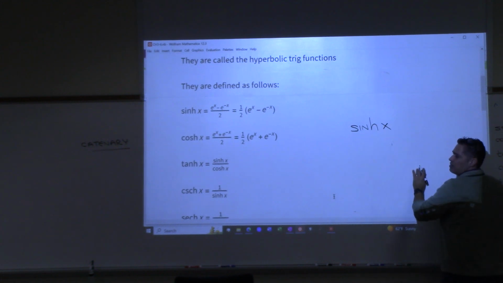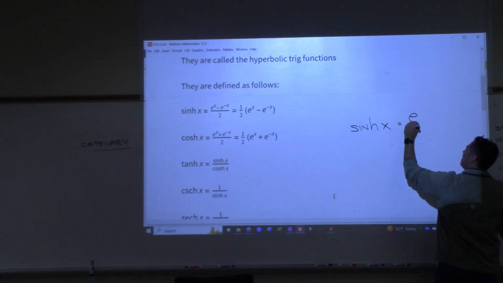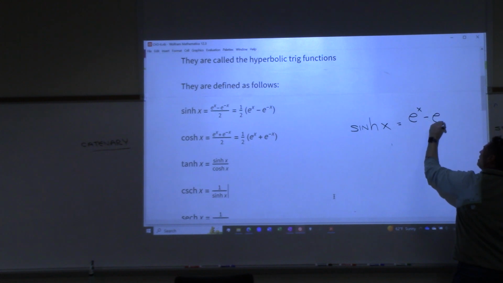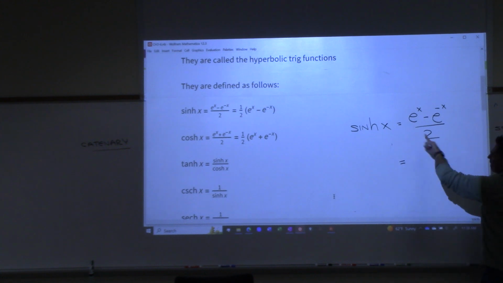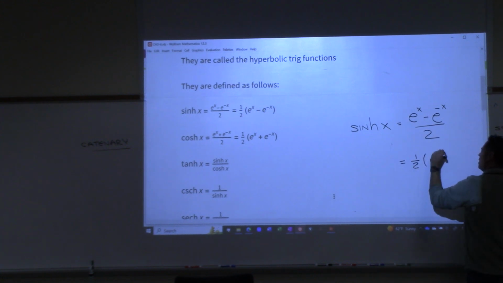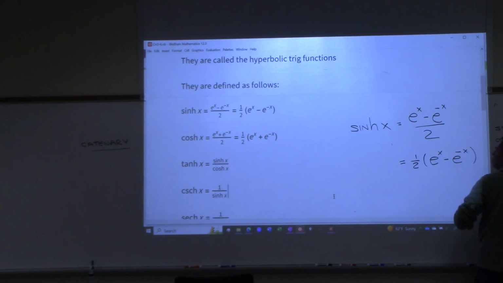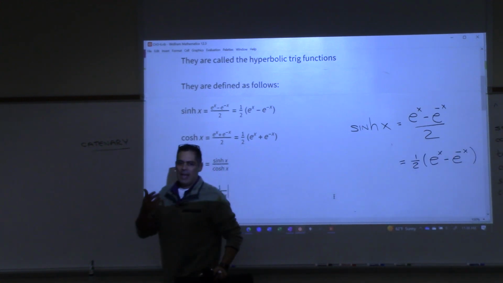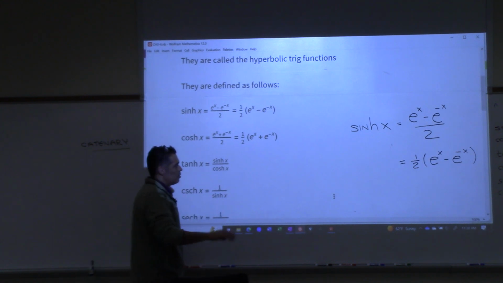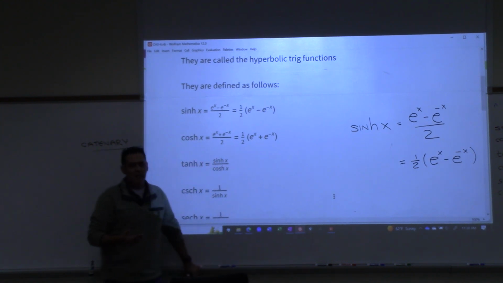Sine hyperbolic of x is equal to e to the x minus e to the negative x, over 2. Or you could take that 2 out in front as a fraction, 1/2, times e to the x minus e to the negative x. It's really strange, and again, I can't show you that without a lot more stuff, but the hyperbolic sine function is defined to just be the difference of two exponential functions. Is there a preference of which notation is better? I think you should be comfortable with both. Me personally, I prefer the second one.